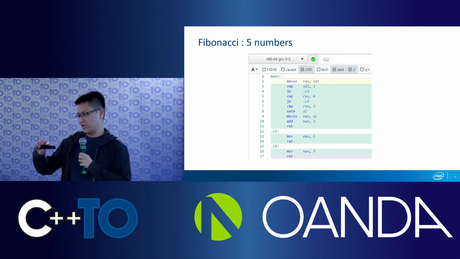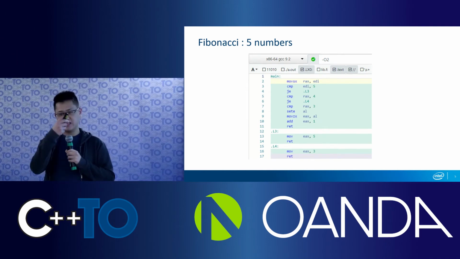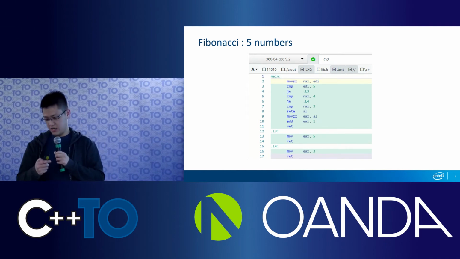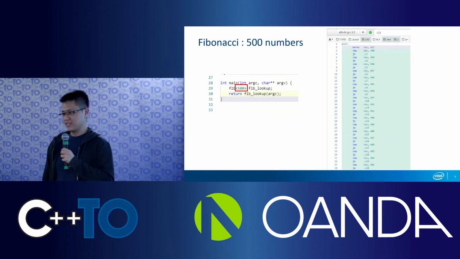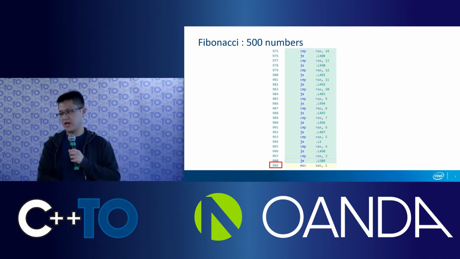But what if we turn up the crank? What if we generate 500 numbers? Would the compiler produce a new list of compare and jumps? Let's take a look. Yes, it does. So it generates all of this, and then let's look at the back page. 1,000 lines of compare and jumps.